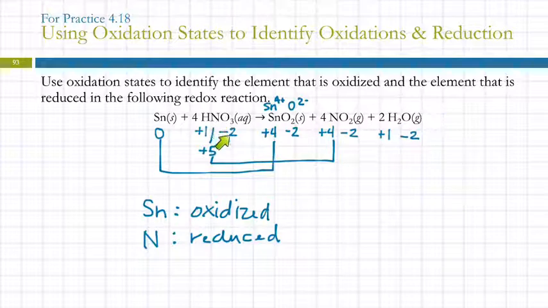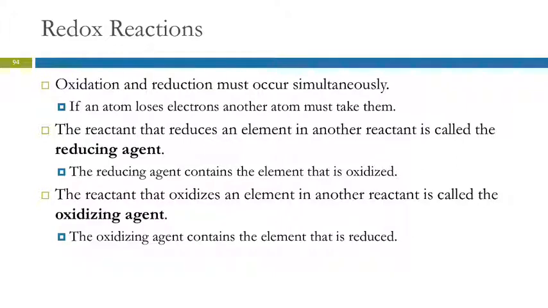Let's check the oxygen here. -2 goes to -2 and -2 and -2. Nothing's happening to the oxygen either. If there's oxidation, there has to be reduction. If there's reduction, there has to be oxidation. Any questions? So you have to have these simultaneously. If one is losing electrons, there's got to be another that takes them.